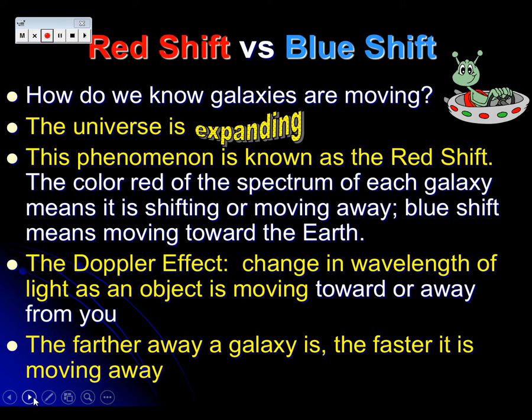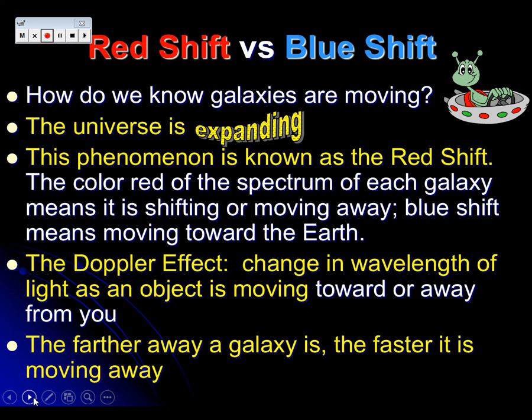Redshift versus blue shift. This is a really important slide. This tells how we know the galaxies are actually moving. Now, our universe is expanding. This phenomenon is known as redshift. The color red in the spectrum of each galaxy means it's shifting or moving away.